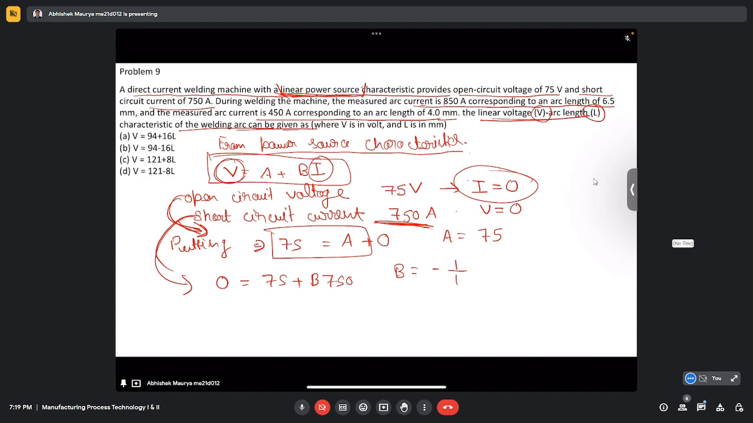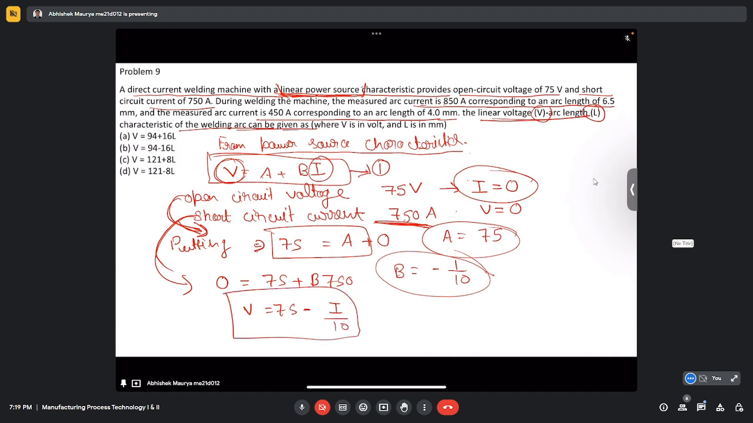B is equal to minus 1/10. Now we will substitute A and B in the equation, let's call it equation 1. So what will we get? V is equal to 75 minus I by 10. So this is the relationship which we get for the power source.